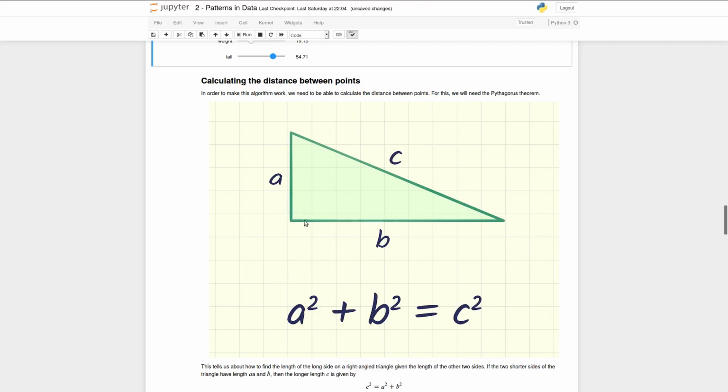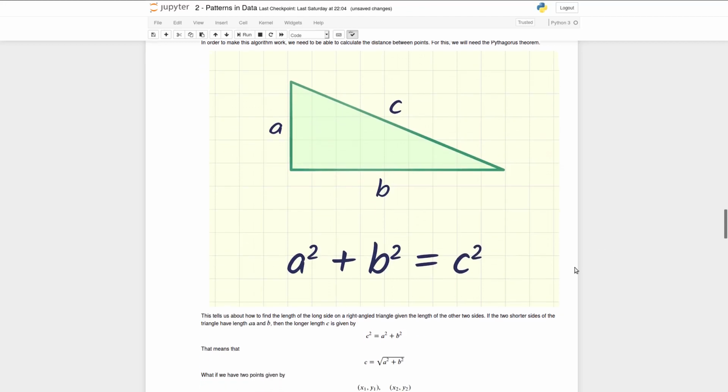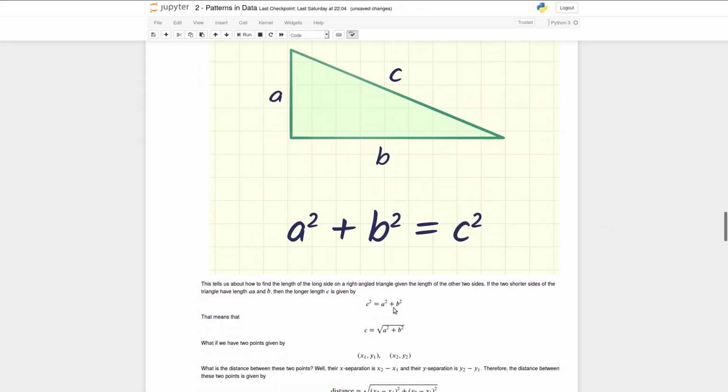But make sure this has to be a right-angled triangle. So this doesn't work for any triangle. It has to be a right-angled triangle here. So that's got to be a 90-degree angle at the bottom. Okay. So as I said here, you've got c squared equals a squared plus b squared. So c is the square root of a squared plus b squared.